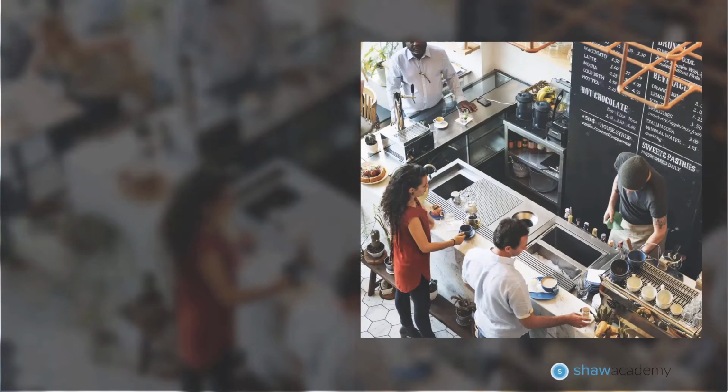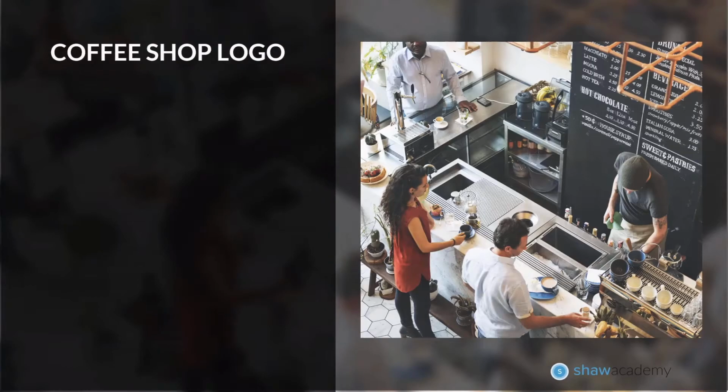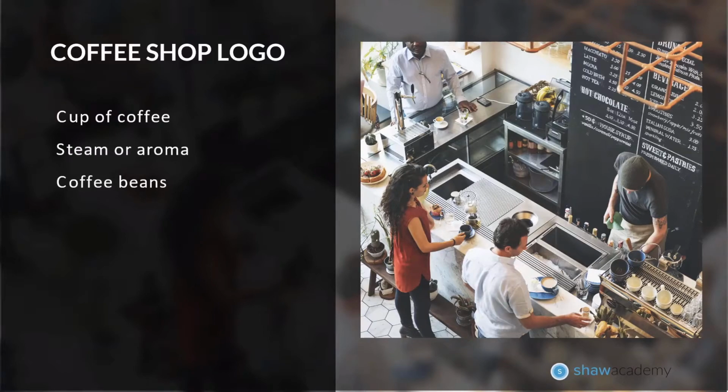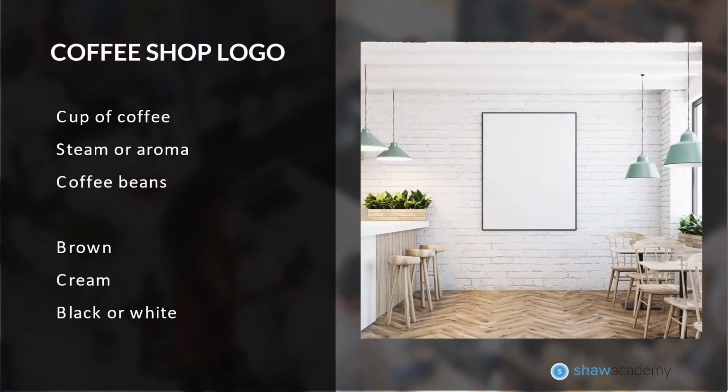I would like you to go back to the concepts you created in the previous lesson for our friend Fred's coffee shop. I forgot to mention that one of my other skills that you are not aware of is that I'm a mind reader. You don't believe me? Well, I'll prove it to you. I would like you to look at the concepts and ideas you created for this coffee shop logo. Your initial thought for this logo was a cup of coffee, perhaps with some steam or aroma, or even some coffee beans, right? What about colors? I can bet you brown or perhaps cream, or even black or white was one of the colors you thought about. Maybe you had a combination of these colors.